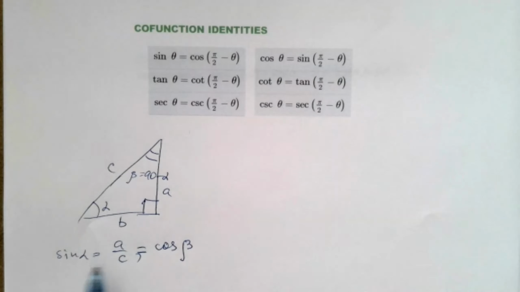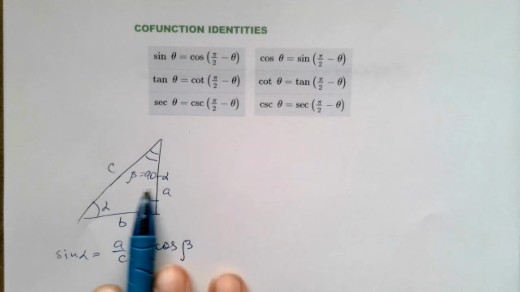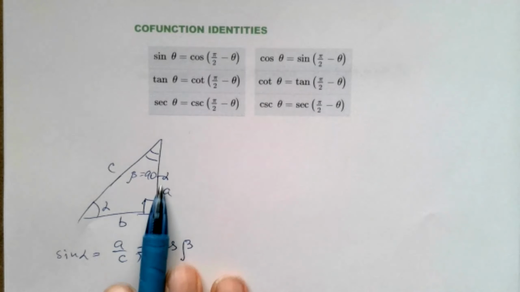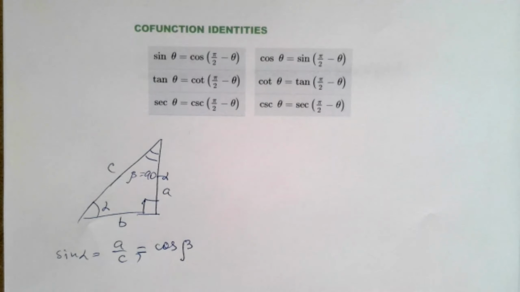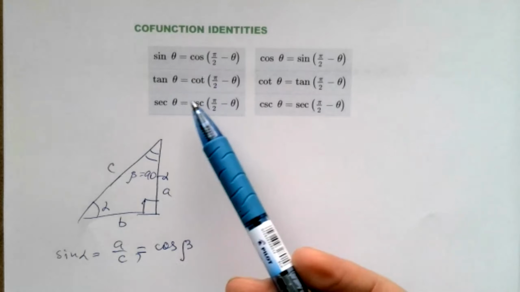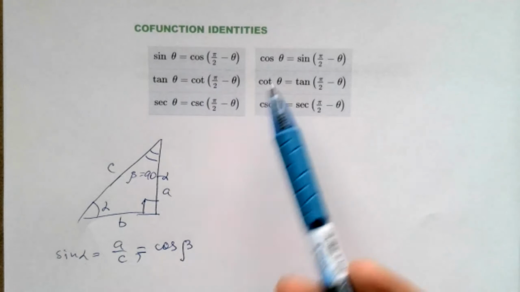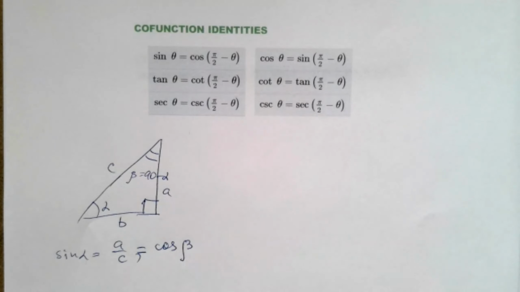So sine of alpha is going to be cosine of beta just by looking at this triangle. And what's beta? It's 90 minus alpha. And so that same logic is applied to every one of those functions. And that's how we come up with those cofunction identities.